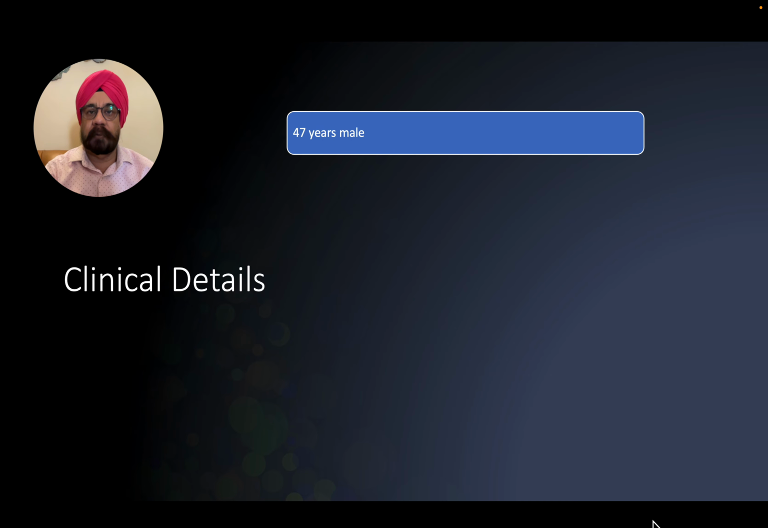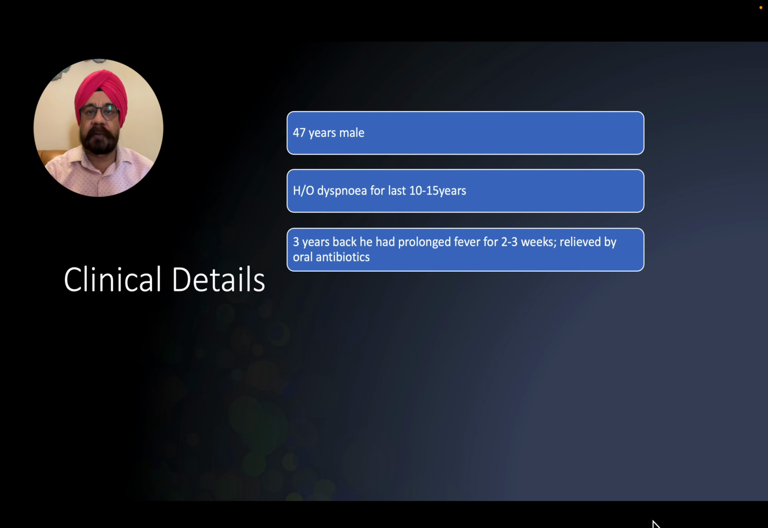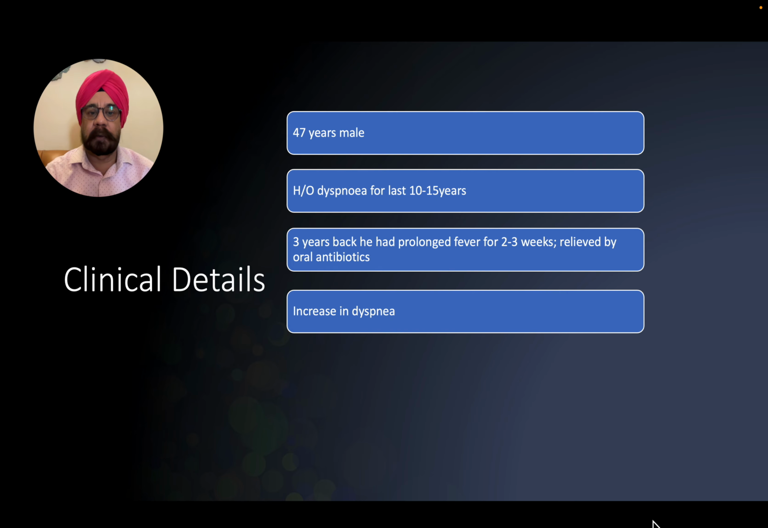If I tell you about the brief history of the patient, this is a 47-year-old male, who has a history of mild dyspnea class 2 for the last about 10 years. But 3 years back he had a prolonged fever. This was on repeated poking and asking from the patient. He did comment that he had a fever 3 years back, which lasted about 2 or 3 weeks and got all right with prolonged antibiotic use. But he says that the dyspnea has increased ever since then.